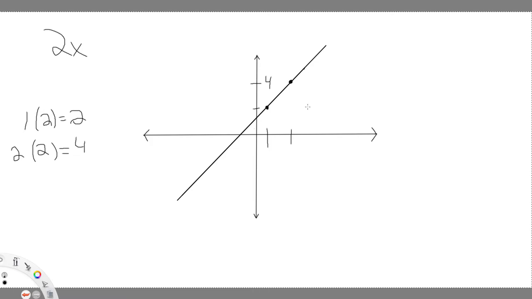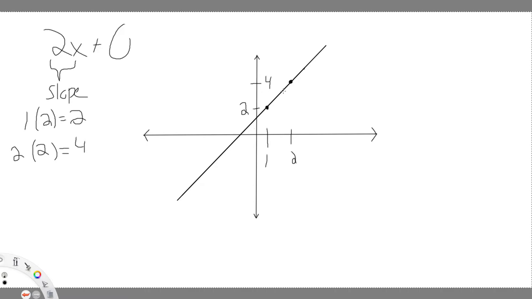Now, let's look at the slope of this line. If you write this in slope-intercept form, it's 2x plus 0. The slope of this line, 1, 2. Okay. The slope of this line is 2 over 1. So the slope is 2. And this is the y-intercept.